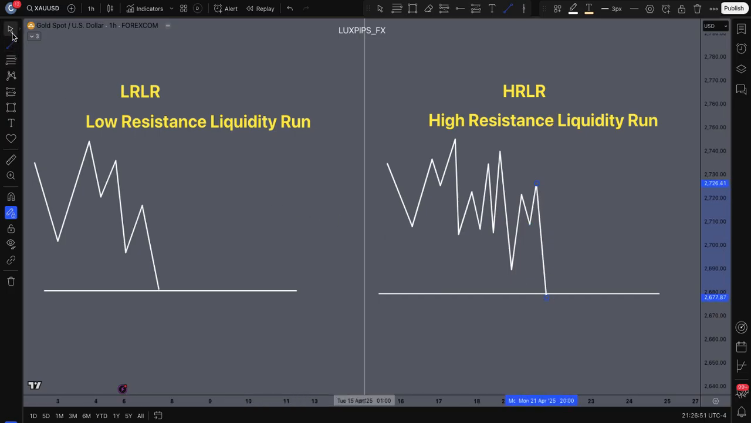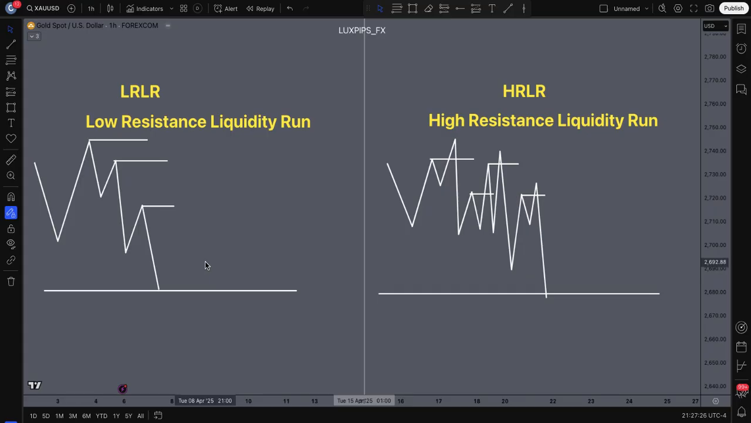Like that. Here's the difference. Just like I said, ERL has liquidity. So all this liquidity has not been mitigated, has not been rejected or taken. But a lot of liquidity in that high resistance has been taken.